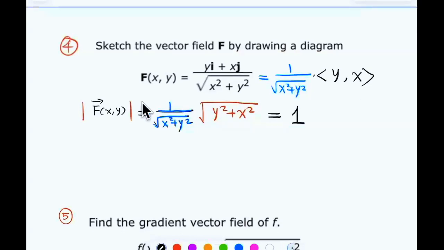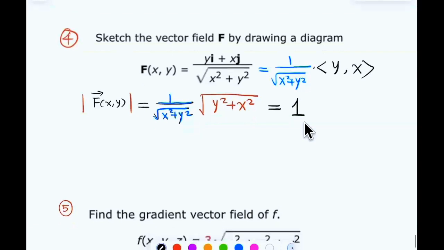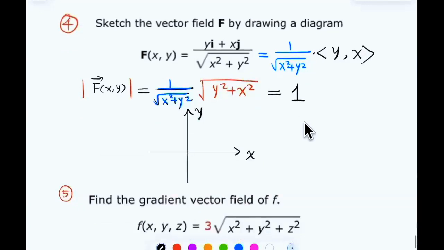So that means for each one of these vectors, it doesn't matter which point you are at, the magnitude is always 1, right? So when I draw this on R2, it's always 1. Let's try to practice some form. Maybe we can go along.